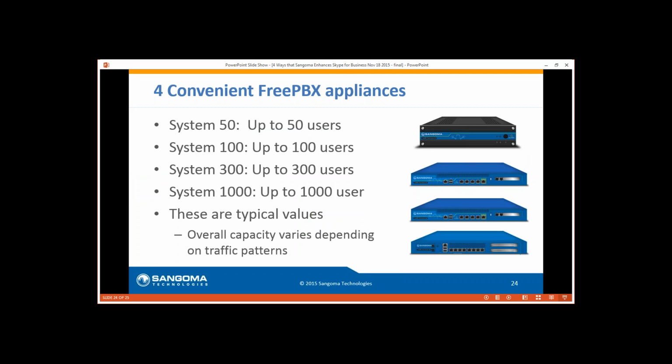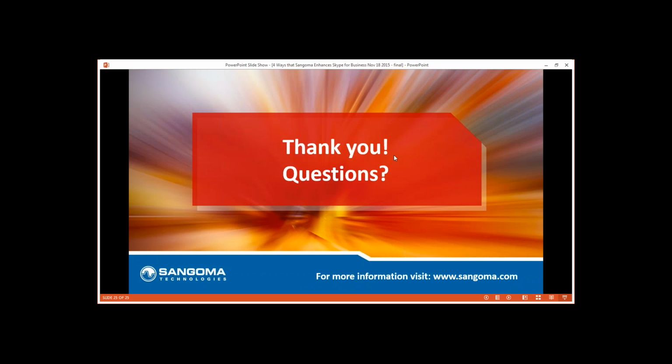So this number 4 kind of focuses on leveraging the FreePBX applications. We have 4 different appliances. Of course, the software is available as download as well, but we also have these ready-to-go appliances that range from 50 users all the way to 1,000 users. Okay, and that's about it.